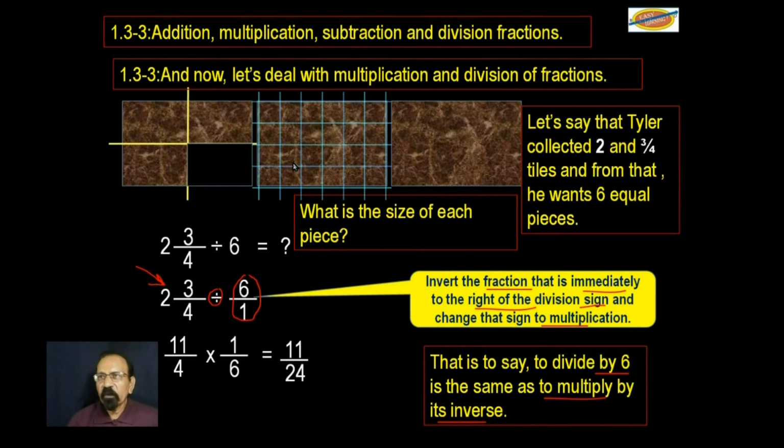So let's take one of those tiles, divide it into 24 parts, take out 13, and we are left with 11, 2, 4, 6, 8, 10, 11 out of 24. So that is the size of one of those 6 pieces.